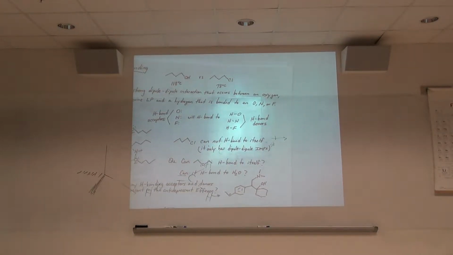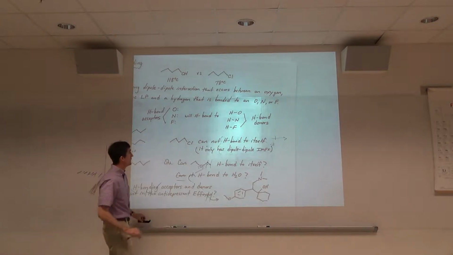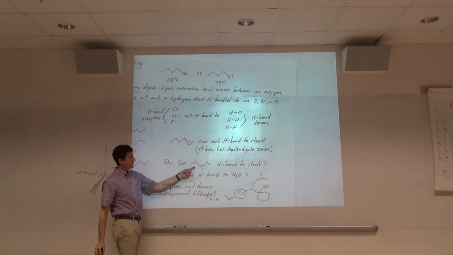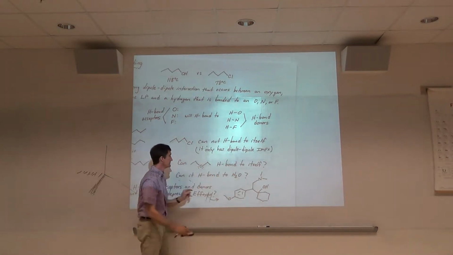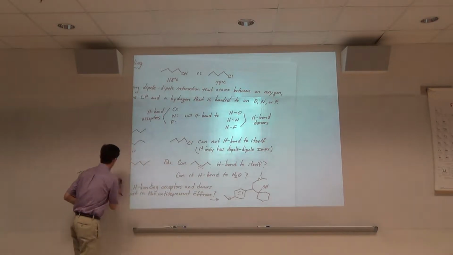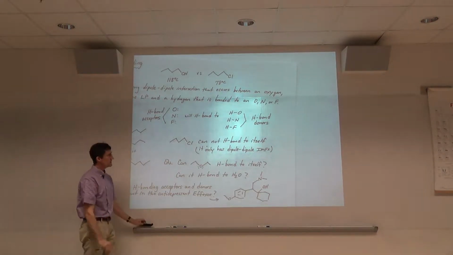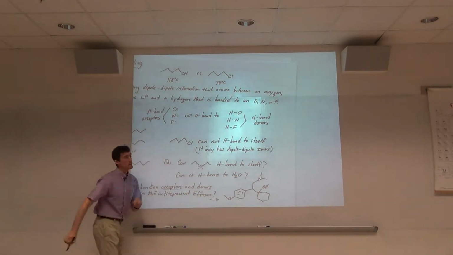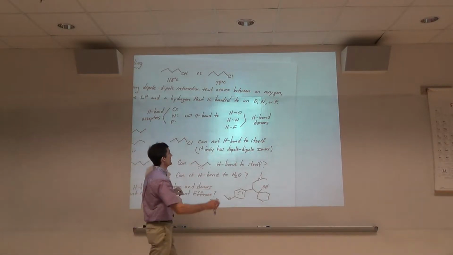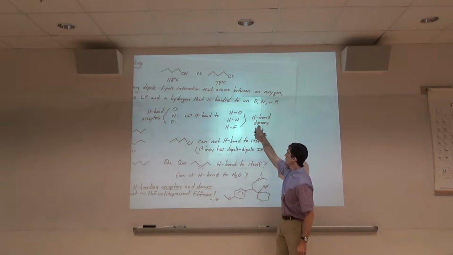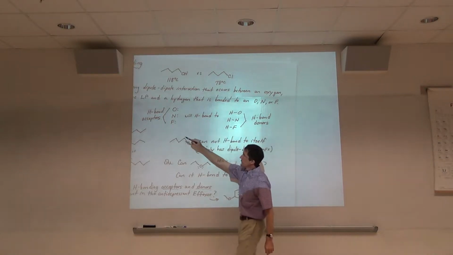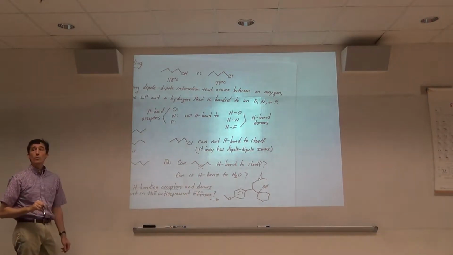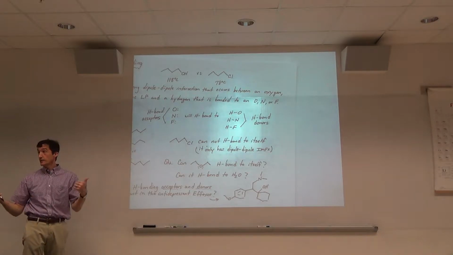Some questions about hydrogen bonding. This is diethyl ether. Can it hydrogen bond to itself? By the way, with hydrogen bonding, one of them is called an acceptor, one's the donor. The H is the donor part. The lone pair is the acceptor. What do you have to have for hydrogen bond? A donor and an acceptor.